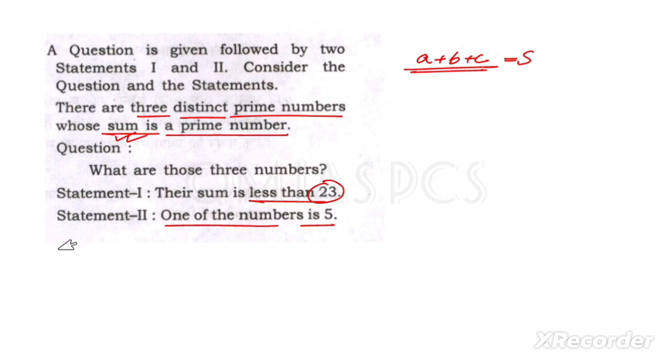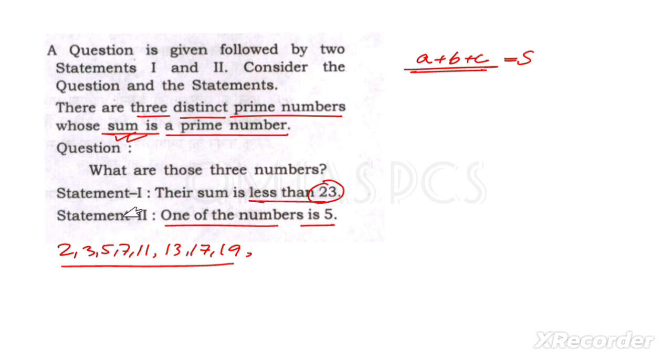Like 2, 3, 5, 7, 11, 13, then 17, 19. We are not going to write 23 because it is given less than 23. So we have to find three prime numbers whose sum should be a prime number. Now you have to see the possibilities.